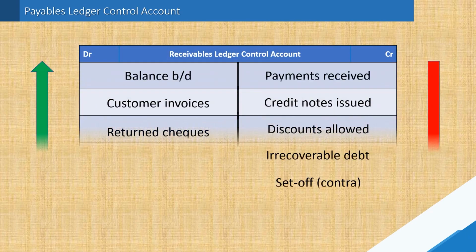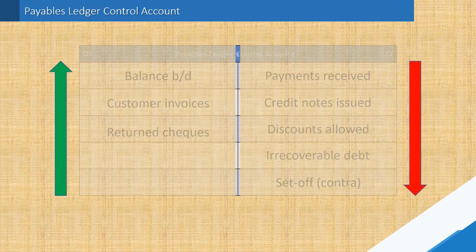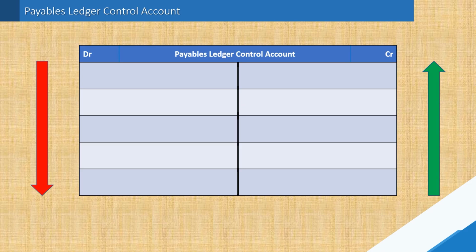If you've watched the previous video on the Receivables Ledger Control, you'll remember it looked like this. The Payables Ledger Control is very similar, but everything is in reverse, and instead shows what a business owes its credit suppliers. And this time, anything that increases what a business owes to other businesses will be a credit, and anything that reduces what is owed will be a debit.